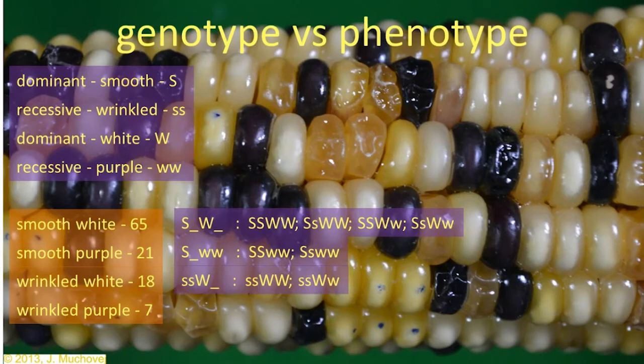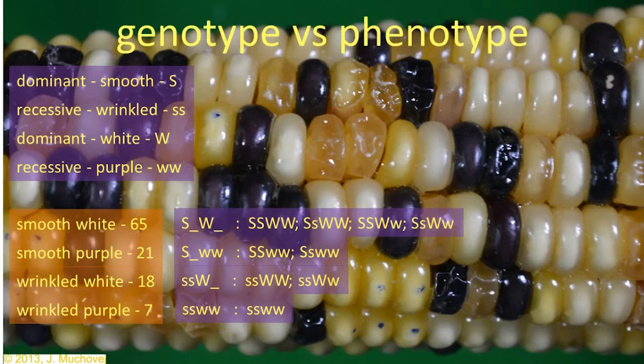If we're looking at the wrinkled white, we know that wrinkled is 2 lowercase s's, white is a capital W, so anything that has 2 lowercase s's and 1 capital W would be a wrinkled white. In this particular case, it says lowercase s, lowercase s, capital W, capital W, or lowercase s, lowercase s, capital W, lowercase w. Now, we get to the wrinkled purple. We know that in order for it to be wrinkled purple, since both of these are recessive, it's got to be lowercase s, lowercase s, lowercase w, lowercase w.